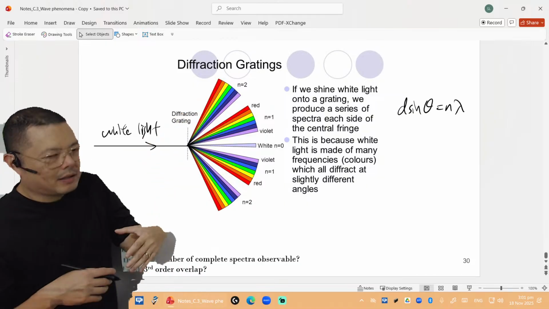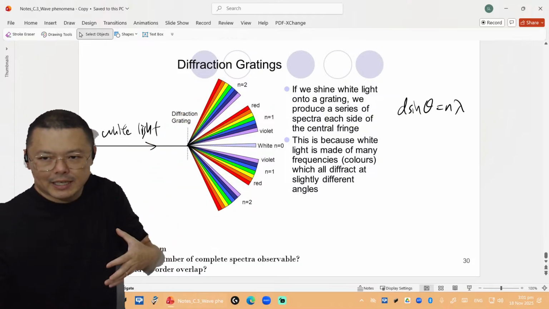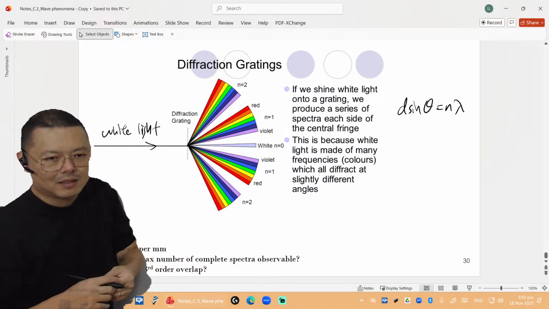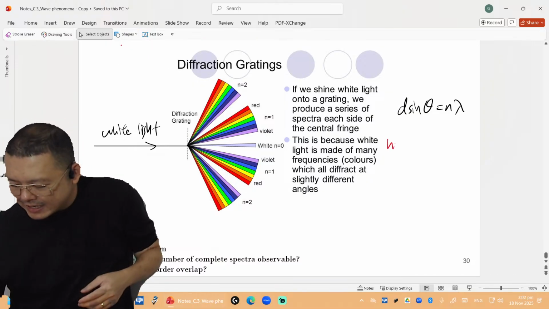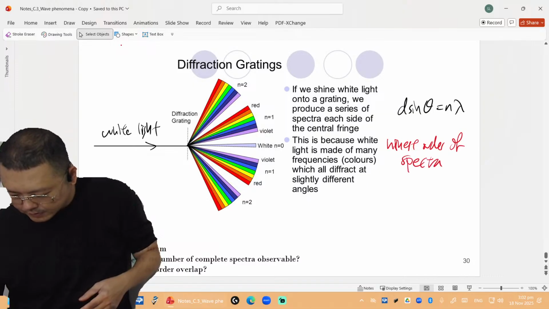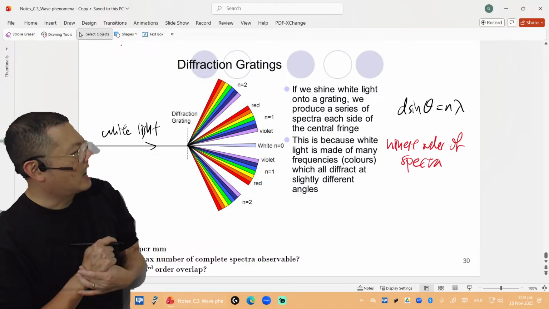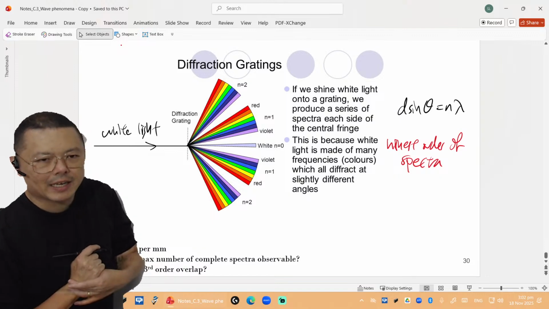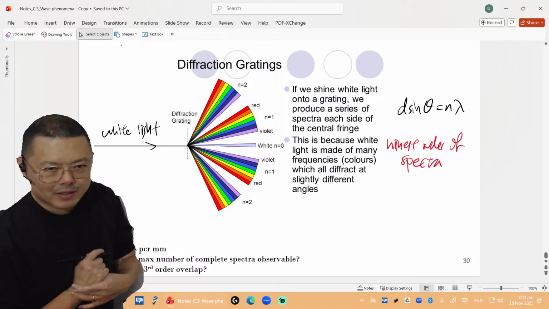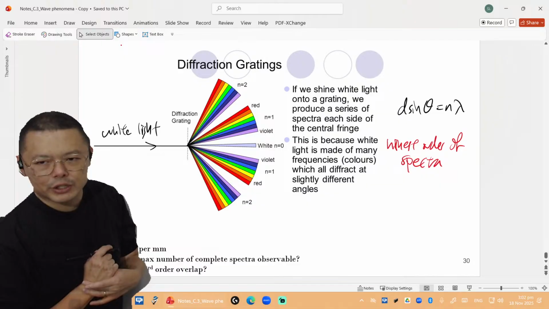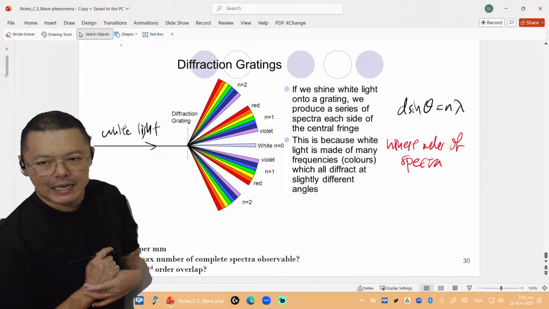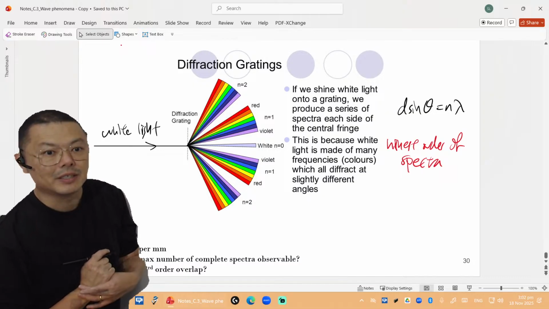Now, for more advanced questions, they will ask you questions like this. What's the highest order of spectra that you can see? Let's say they ask you for the highest order of spectra. Which color should you be checking and what angle should you be using? You should check the red one, and what's the biggest angle you can get? 90 degrees. Okay, 90 degrees.